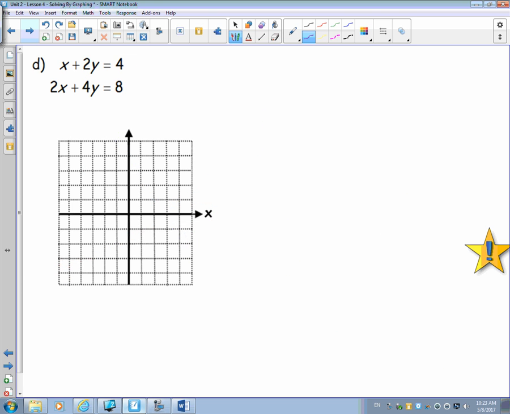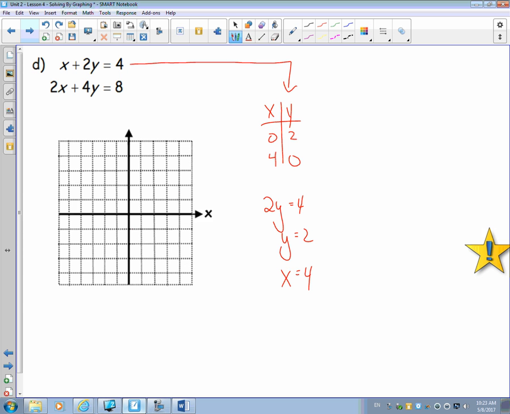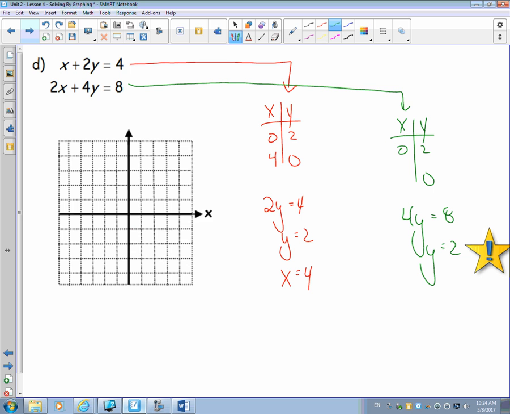Okay, let's try one more. Again, messy order. So let's do that table idea. Make sure we do the right table this time. X, y. If x is 0, I get 2y is 4, so y must be 2. If y is 0, I get x is 4. Okay, try the next one. X, y. If x is 0, I'll get 4y is 8, so y is 2. And if y is 0, I'll get 2x is 8, so x is 4.